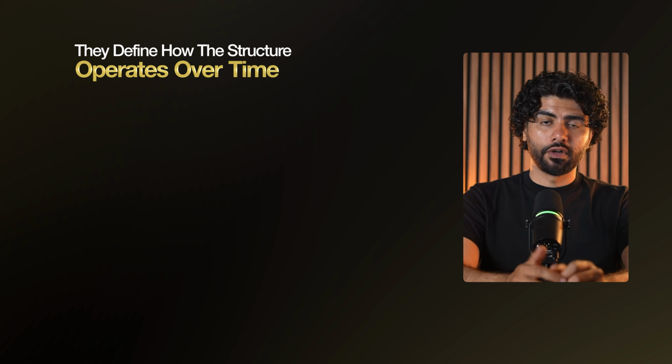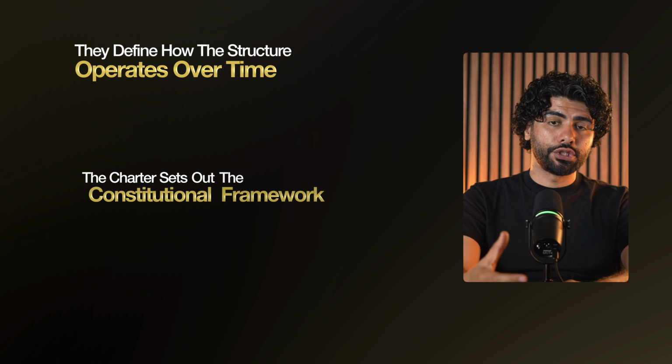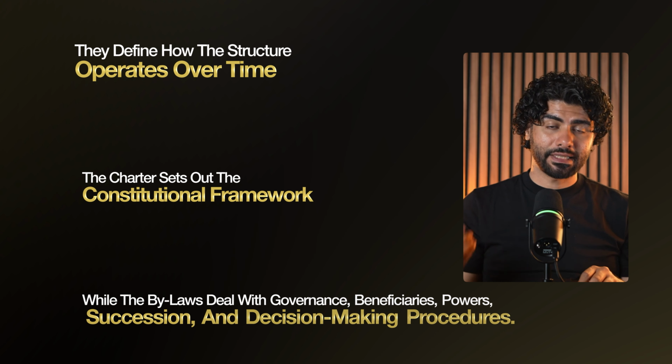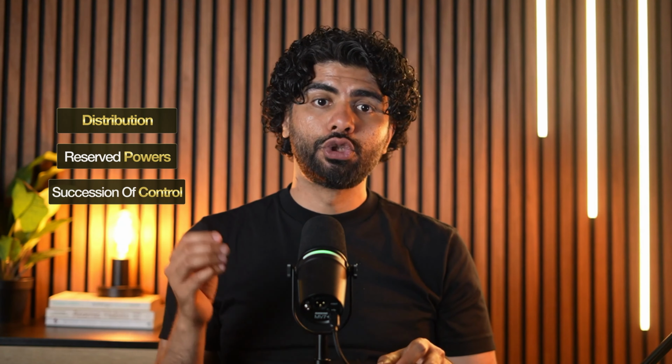The formation documents of the foundation are not just formalities. They define how the structure operates over time. The charter sets out the constitutional framework, while the bylaws deal with governance, beneficiaries, power, succession, and decision-making processes. This is where tailored drafting becomes important because different objectives require different provisions. A structure designed for inheritance planning will not be identical to the one used as a holding platform, and areas such as distribution, reserved powers, and succession of control should be carefully considered to avoid limitations later.